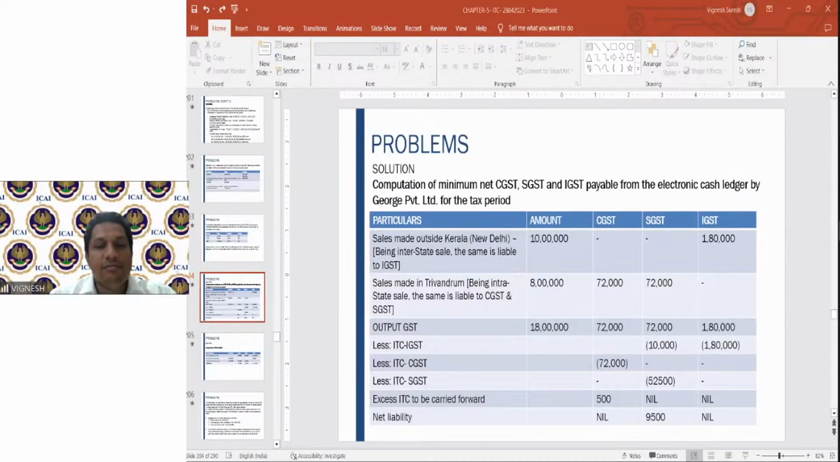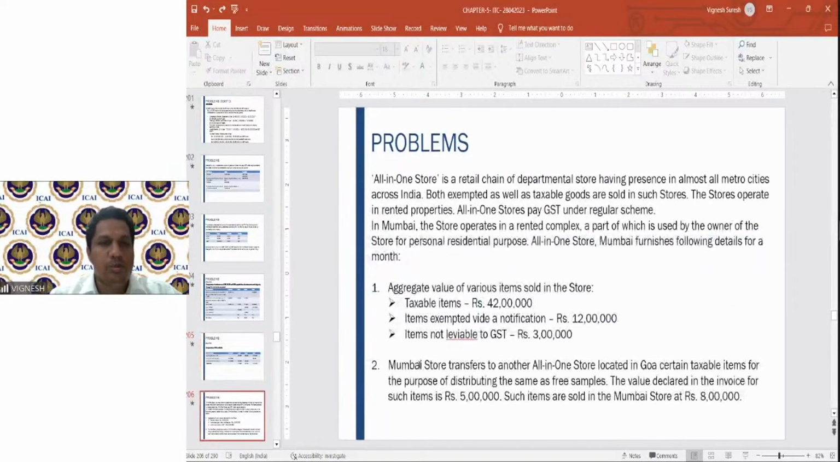Is it clear? Okay. That ITC, you can make an assumption. There is no fixed rule. This IGST, once you have used, you can use for CGST and SGST in any order. So that you can make an assumption. There is no problem. Okay. I hope this point also is clear.